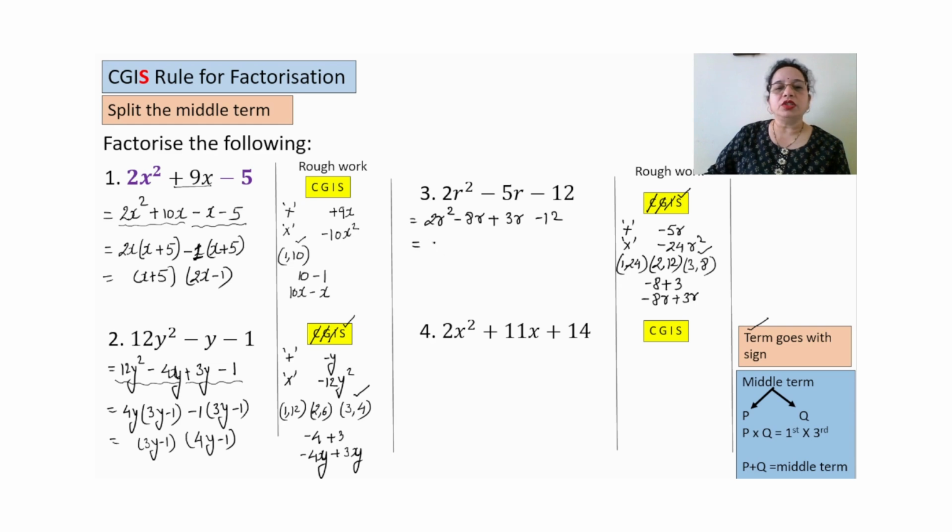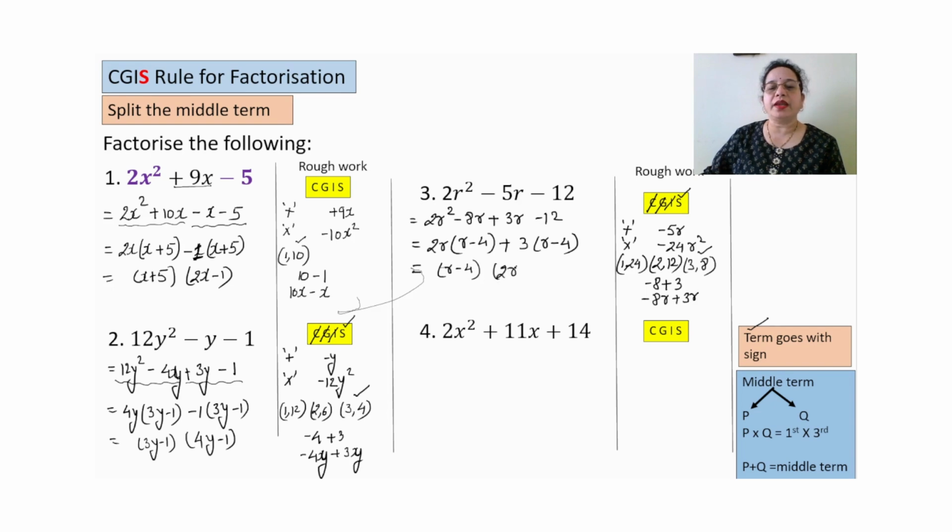From the first two terms take 2r common. So what is left inside the bracket? r minus 4. Now from the last two terms take 3 common. So r minus 4. Again your r minus 4 is common. So what is left inside the bracket? 2r minus 3.